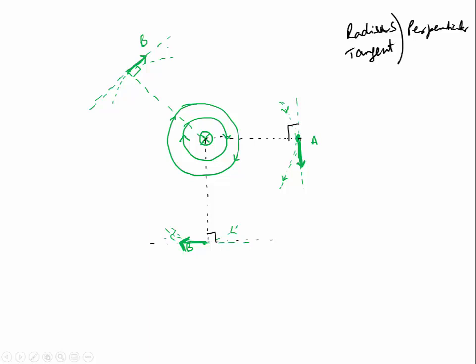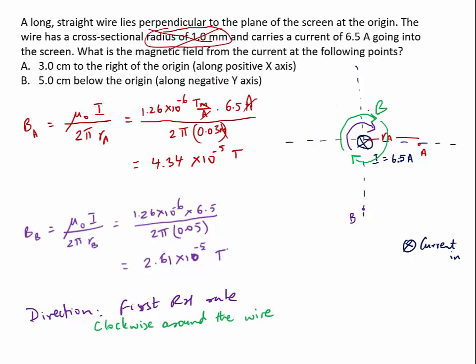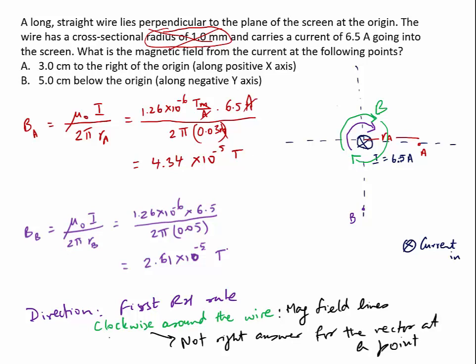So you've got two methods to choose from to determine the direction of magnetic field at a given point. So the important thing to remember here is that clockwise would be a correct answer if you are talking about magnetic field lines, which give you a general sense of what the magnetic field is in a region of space. But clockwise would not be the right answer for the vector at a point. In order to figure that out, you have to do what we just talked about, one of two ways to do it. And the way we did it is a clockwise curve going through A.